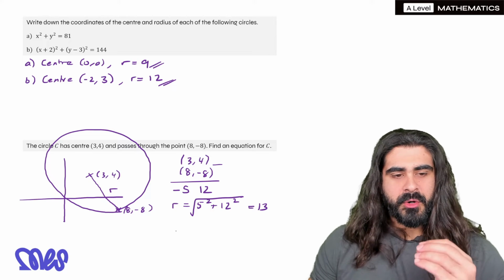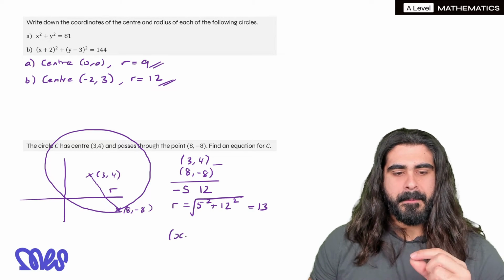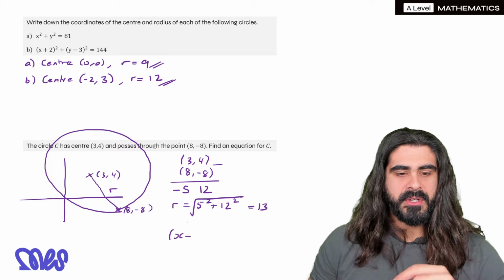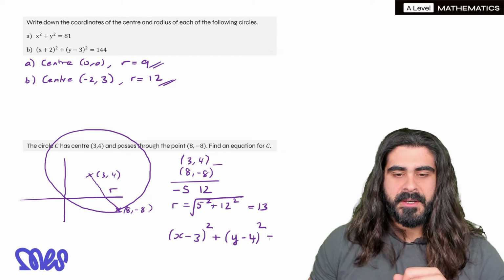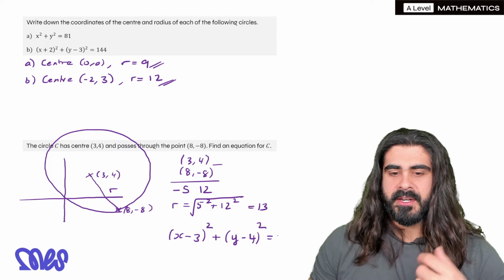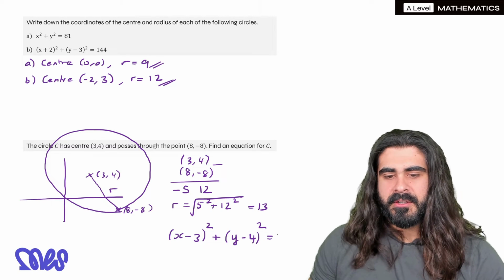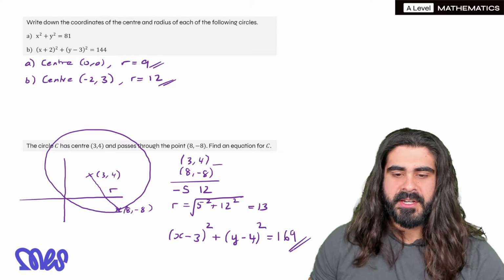So the equation of C then will be x minus the x coordinate, 3, squared, plus y minus the y coordinate, 4, squared, equals the radius squared. Now you can write 13 squared, but you might as well just work it out. So 169 in this case.